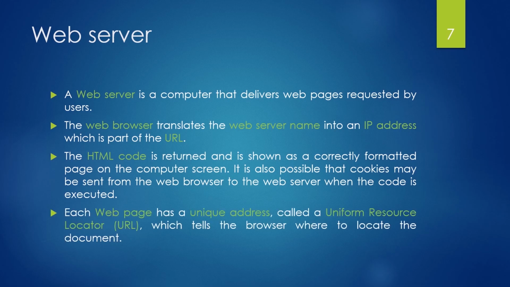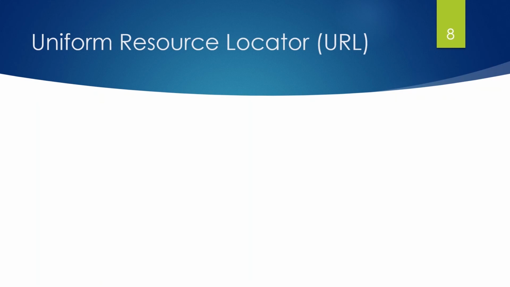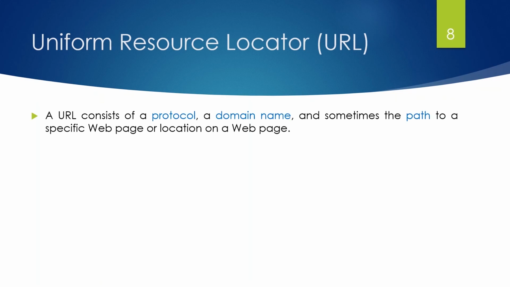Each web page has a unique address called a Uniform Resource Locator, also known as URL, which tells the browser where to locate the document. A URL consists of a protocol, a domain name, and sometimes the path to a specific web page or location on a web page.